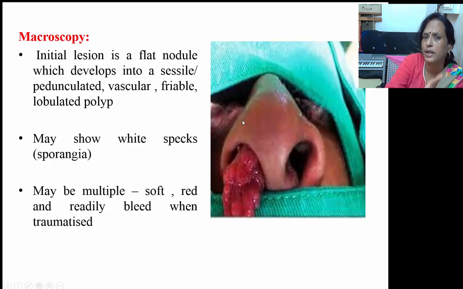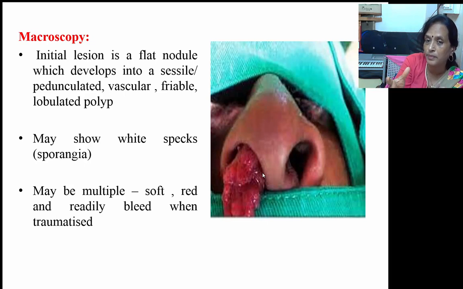Then how does it appear microscopically? So the lesion is a flat nodule. You can see this looks like a polypoid mass projecting. So this could be sessile or pedunculated. So if it's got a pedicle, we say pedunculated, no pedicle, sessile. Vascular, because it's an inflammatory process, so lot of proliferating capillaries would be there, so it is vascular. That's why it led to epistaxis also. Friable, the moment we touch it, it breaks.